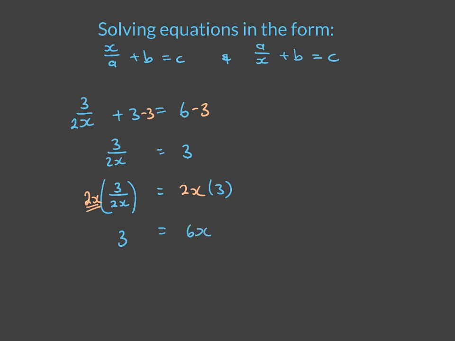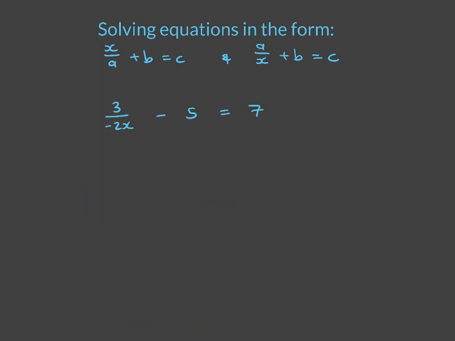So 3 is equal to 6x, which means 6x is equal to 3. So 6 times x is equal to 3, and you're going to divide by 6 on both sides, so x then is equal to 3 over 6, and 3 over 6 is equal to a half. Let's look at this example.